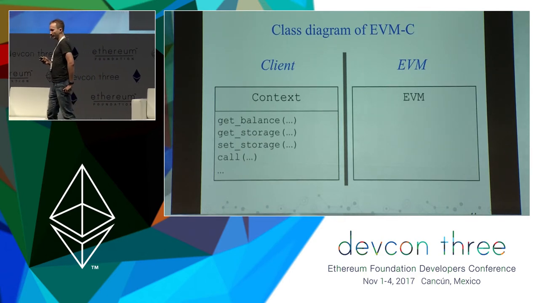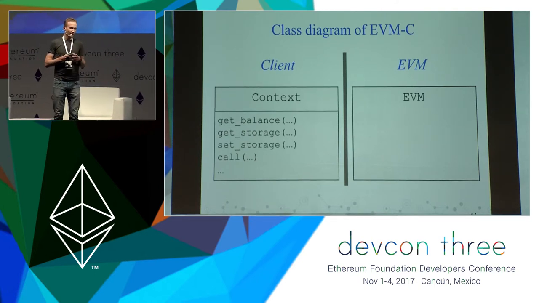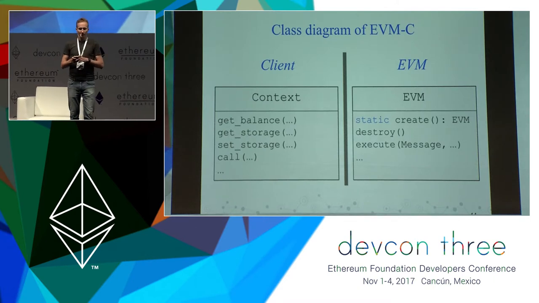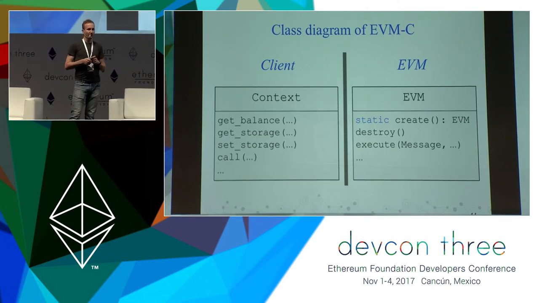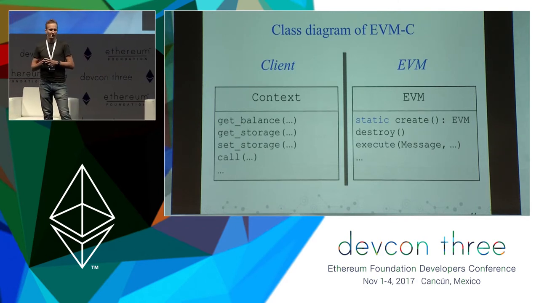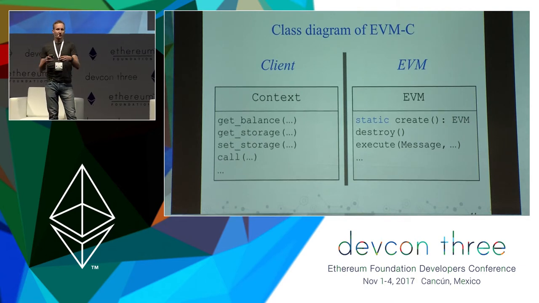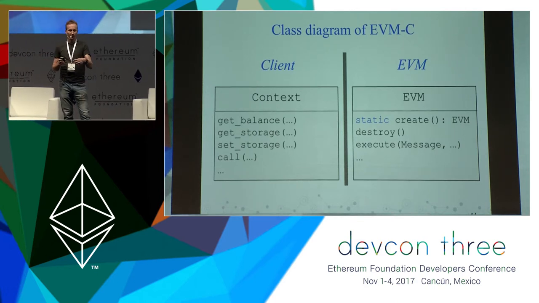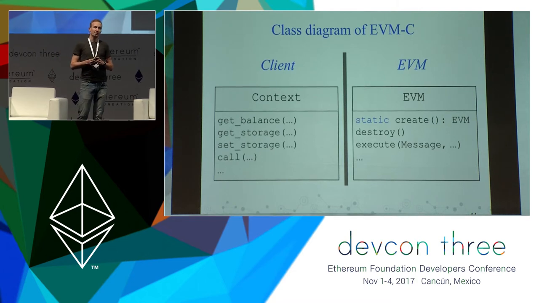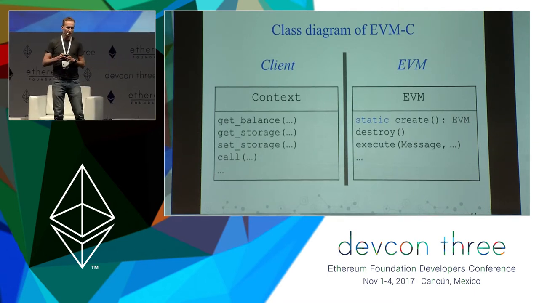And on the second side, on the EVM side, there is an EVM class. And the EVM class is quite simple. There is a way to construct the EVM instance, and there is a way to destroy it, and the core function is the execute function, where the information about what is to be executed is encoded in your message object, and the context is also provided for the execution. And the EVM uses this context interface to ask for more data if needed.